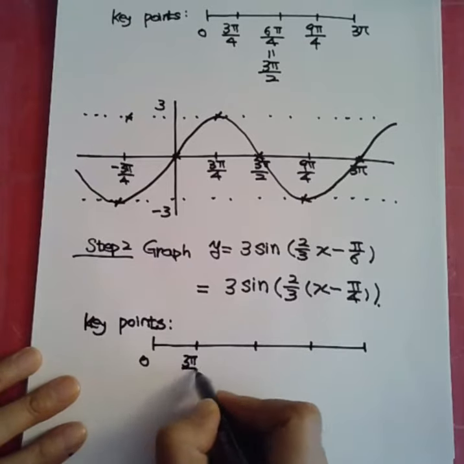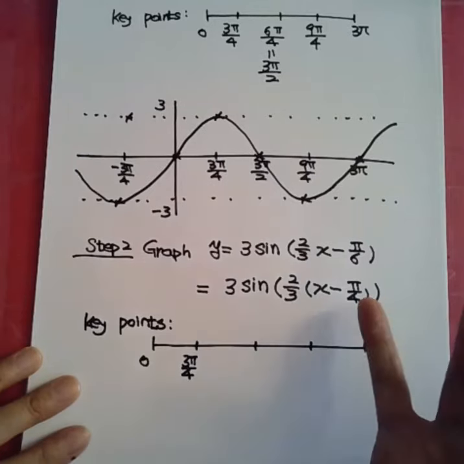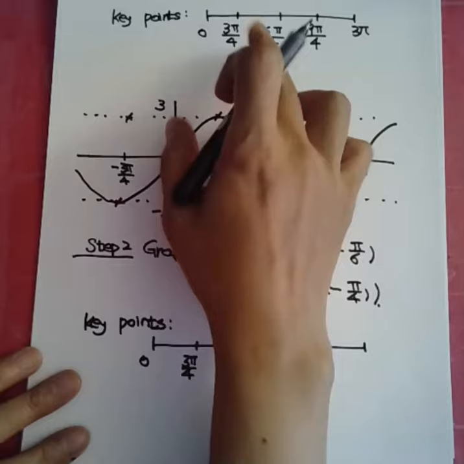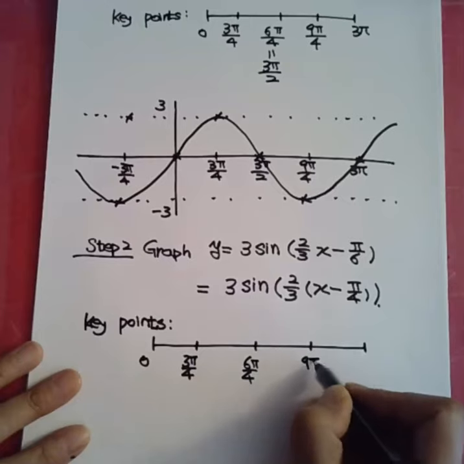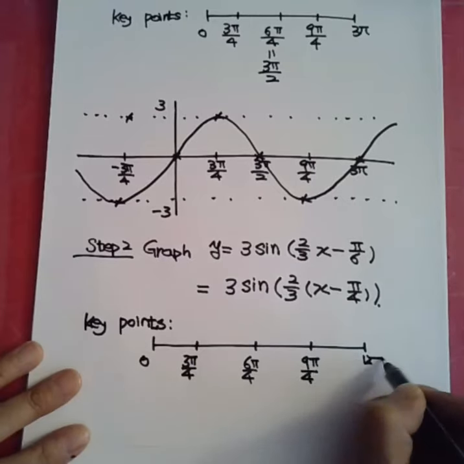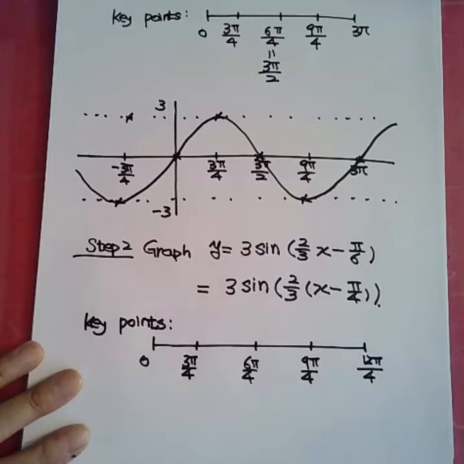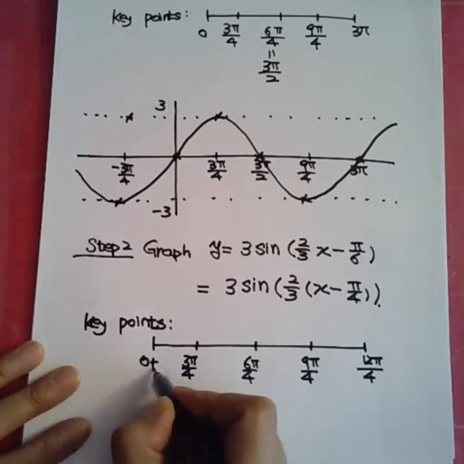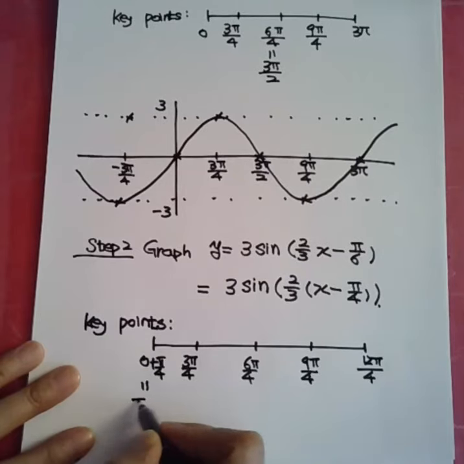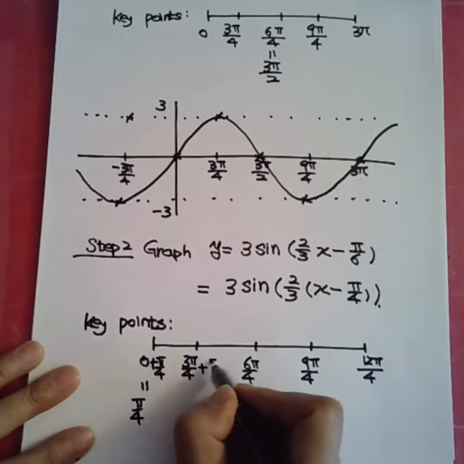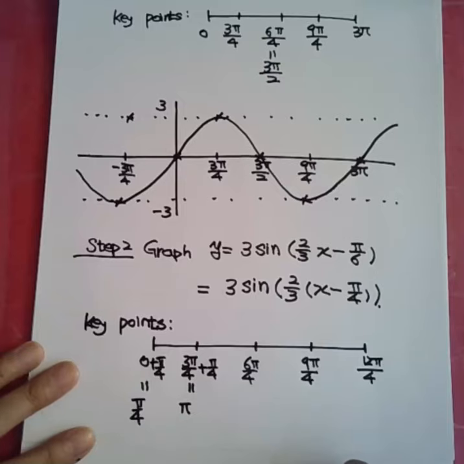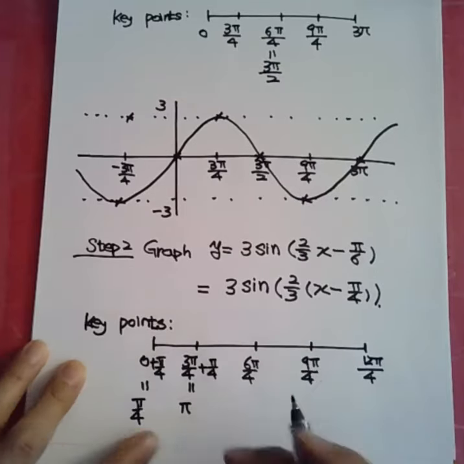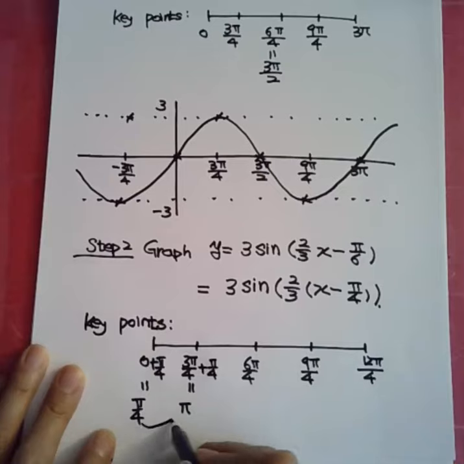3 pi over 4. We will add pi over 4, so let's just copy over 4. Then 6 pi over 4. Then 9 pi over 4. 12 pi over 4. Then we have to add pi over 4 for each one. So the first one is pi over 4. Then pi over 4 will make pi. And this is 4 pi over 4. The difference is 3 pi over 4.